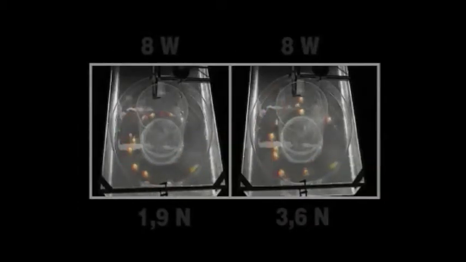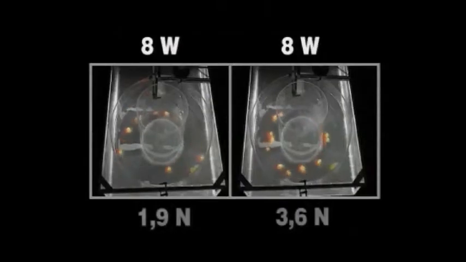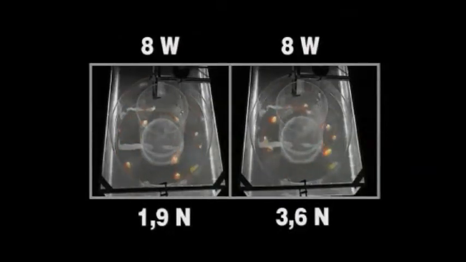In this split-screen view of the model, both mixers are running at an input power of 8 watts. Note how the ping-pong balls are carried along at a much faster rate in the right screen. This is despite the fact that both machines are running at the same power input.